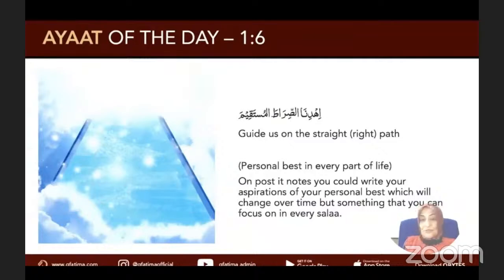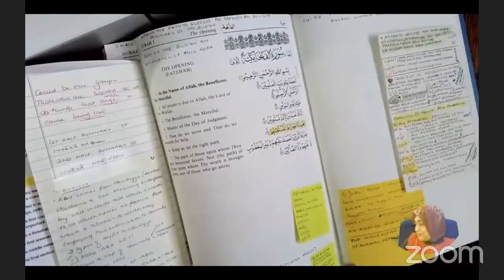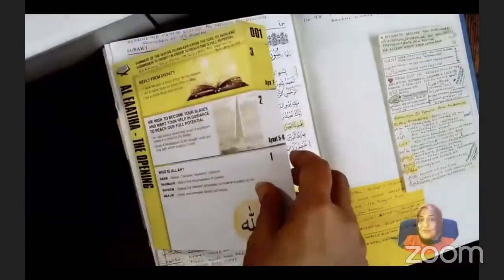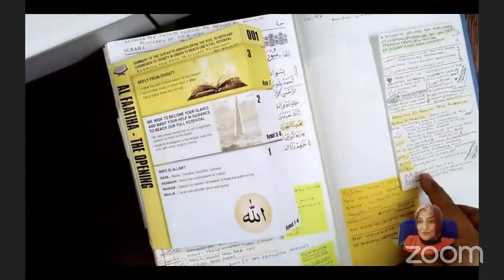And I suggest when you highlight this on Post-it notes, write your aspirations of your personal best. It'll change over time. But every time you pray Salah and you say, Ihdinas siratal mustaqim, that Post-it note of how we get to our personal best should come into your mind. Now I've put in a lot of Post-it notes here, a lot of bits and pieces. I put every word of Surah Al-Fatiha.